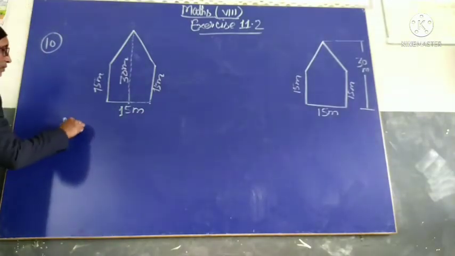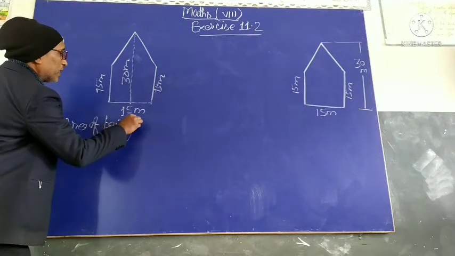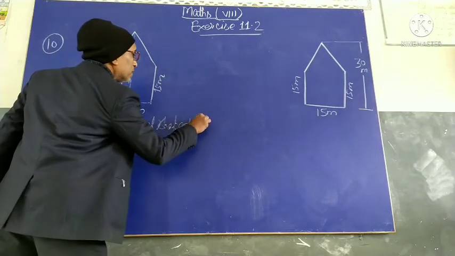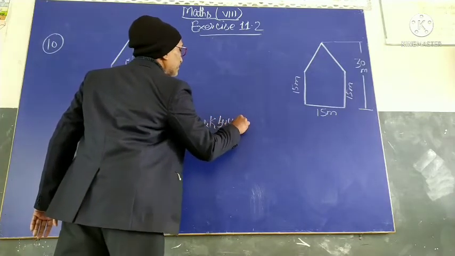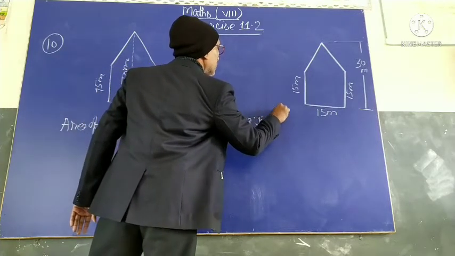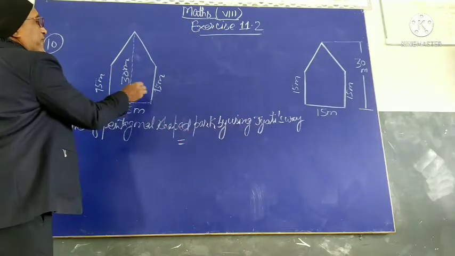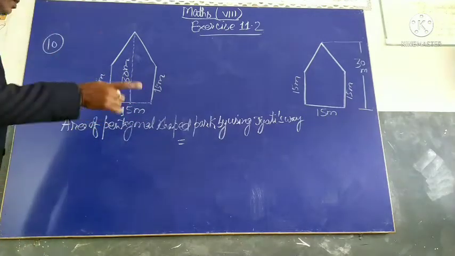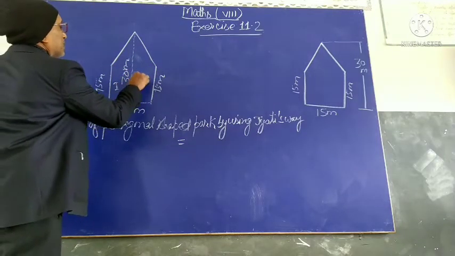Area of pentagonal shaped park by using Jyoti's way is equal to, this is divided into two same-sized trapeziums, first and second. This is first and this is second.